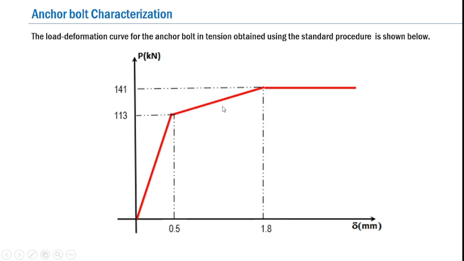We have represented the anchor bolt behavior through a trilinear curve, wherein the capacity of the anchor bolt at the yield point is 113 kilonewton, whereas at the ultimate its capacity is 141 kilonewton. The corresponding deformations of the anchor bolt at yield and at ultimate are calculated to be 0.5 and 1.8 millimeters, and this load deformation behavior will be characterized through the link elements in ETABS.